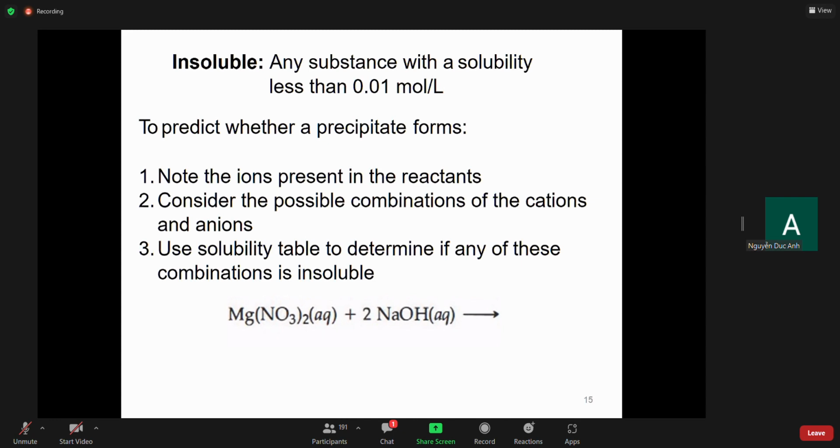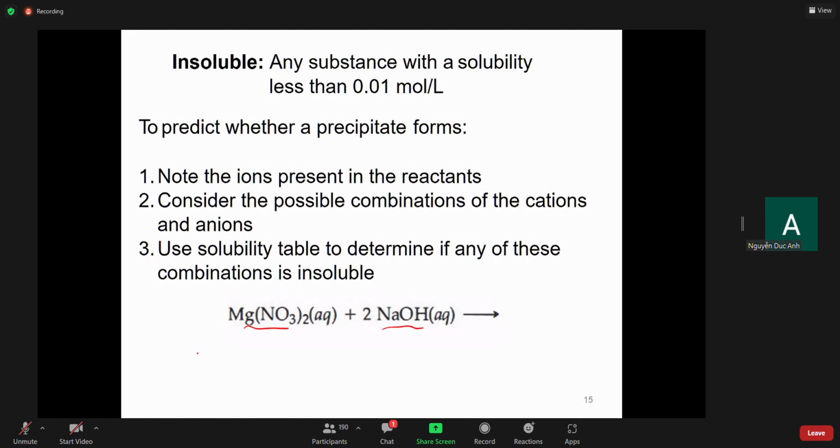Well, firstly, note the ions present in the reactants. Okay, note the ions present in the reaction. So let's take a look at the examples. Okay, note the ions present in the reactants. This means that you have to separate this compound into ions.